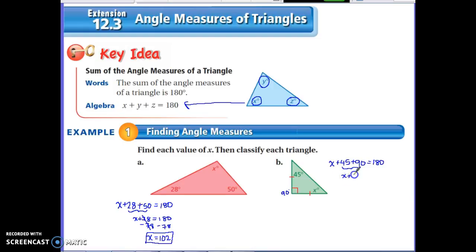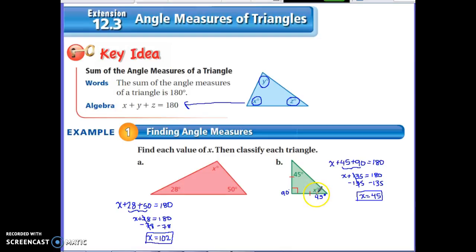X plus, this gives me 135, is equal to 180. And subtract your 135 from both sides, you will find that x is equal to 45. So here my angle is 45 degrees.